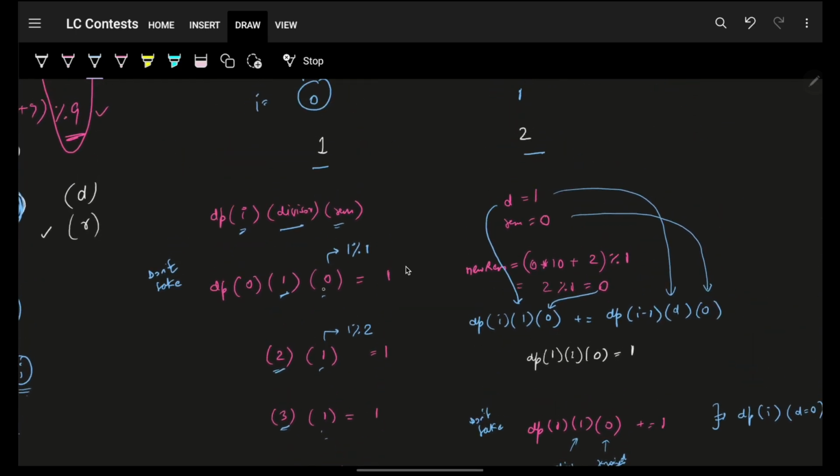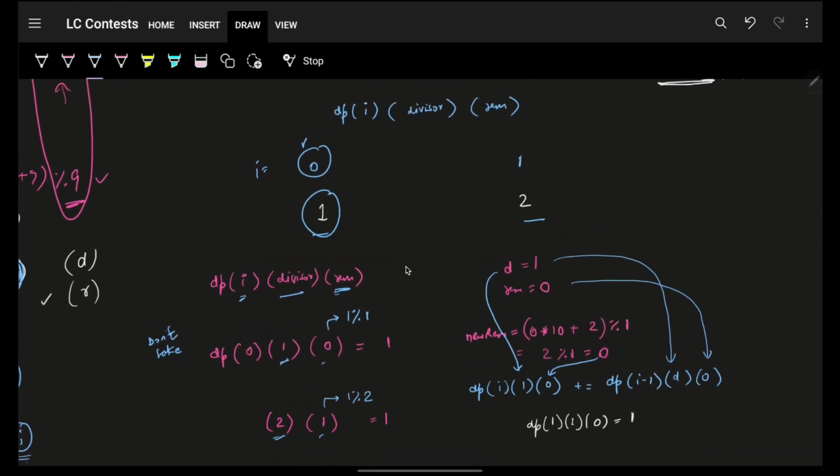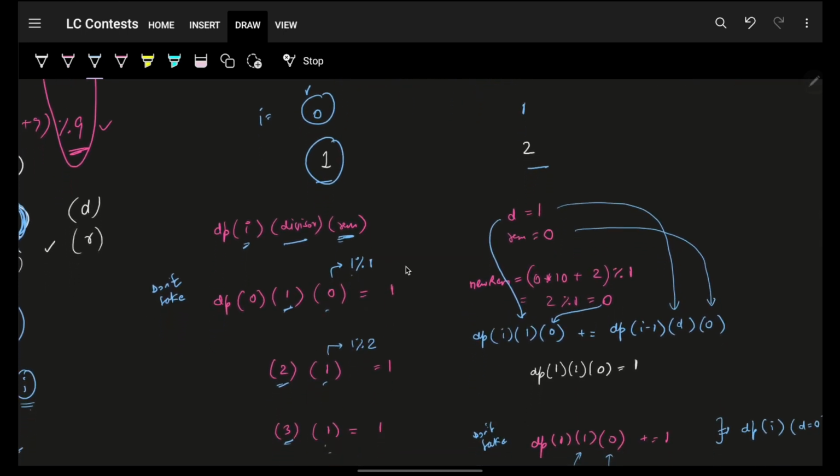Now, obviously, let's say if I take only one, then 1 mod 1 will obviously be 0. Again, this one is this specific digit and this one is this specific one. Then obviously I will have one state. What this means is that ending at index 0 with the divisor of 1 with the remainder of 0, you will have one possible substring.